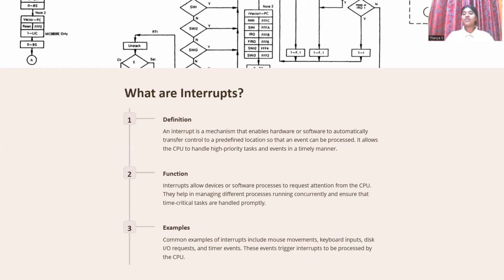So the next one is the function of interrupts. Interrupts allow devices or software processes to request attention from the CPU. They help in managing different processes running concurrently and ensure that time critical tasks are handled promptly. Common examples of interrupts include mouse movements, keyboard inputs, disk input output requests and timer events, and these events trigger interrupts to be processed by the CPU.